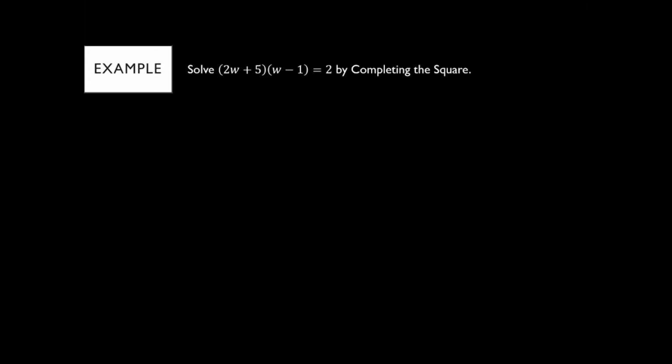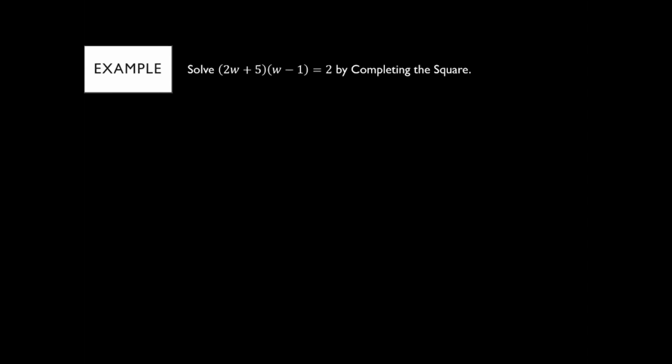This is tricky, but I wanted to do this one because this is one where usually people mess up, because you see something that's already factored and you're like, oh, I can just say 2w plus 5 equals 2, w minus 1 equals 2, because the equation is equal to 2. But it doesn't work that way. It only works if it's equal to 0. If it's equal to 2, it doesn't work that way. So what we have to do is actually multiply everything out on the left and then start from there, because it's not in the right form.